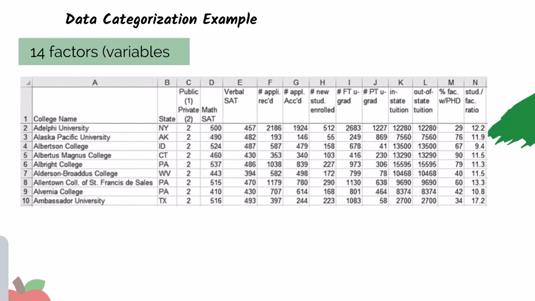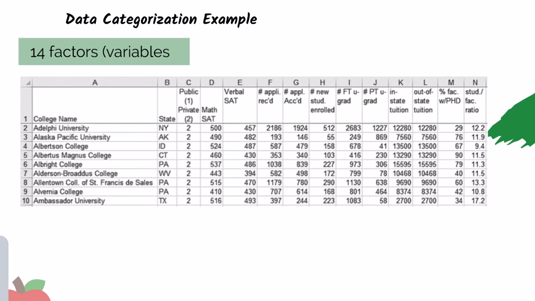In this example, we look across the top of this spreadsheet and see the different columns in row 1 going from A to N. These are the 14 factors or variables, although you could argue that column A is an identifier, in this case, the name of the university.